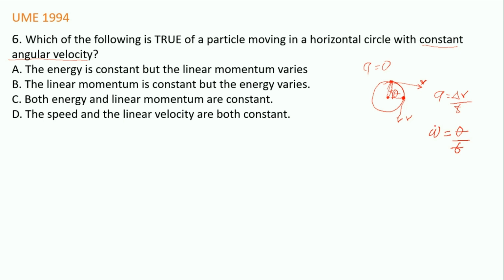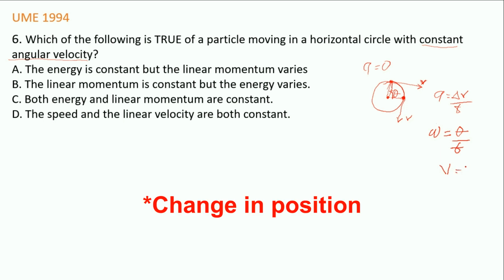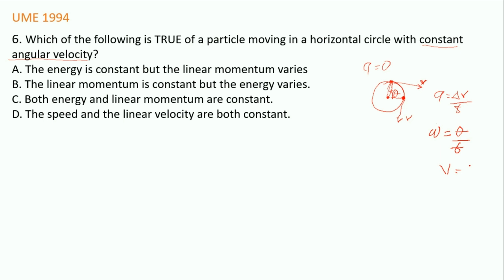Because velocity depends on displacement, angular goes with angular, but linear goes with linear. If you watch my previous video on kinematics, linear motion, I talk about velocity being change in displacement per unit time, which also means displacement per unit time. So you either think of it as change in position per unit time or displacement per unit time.